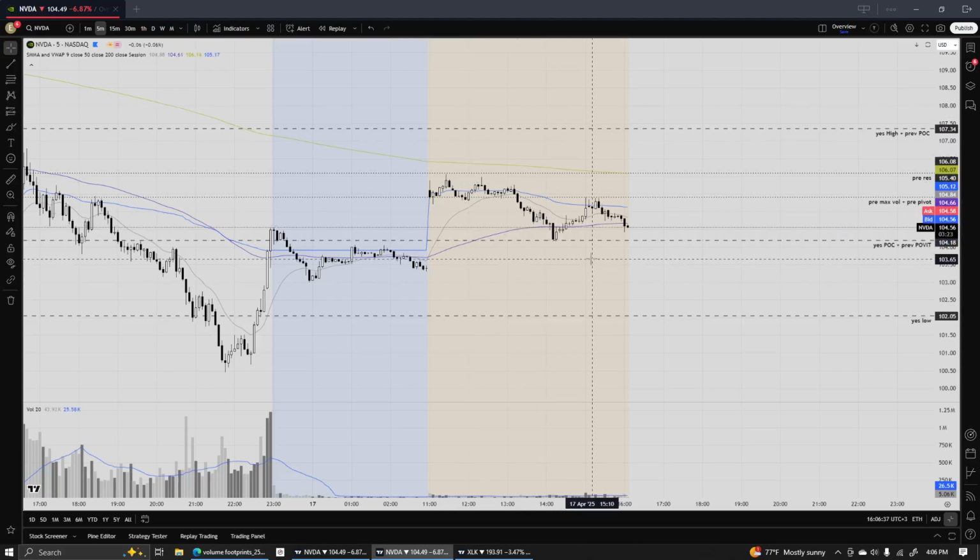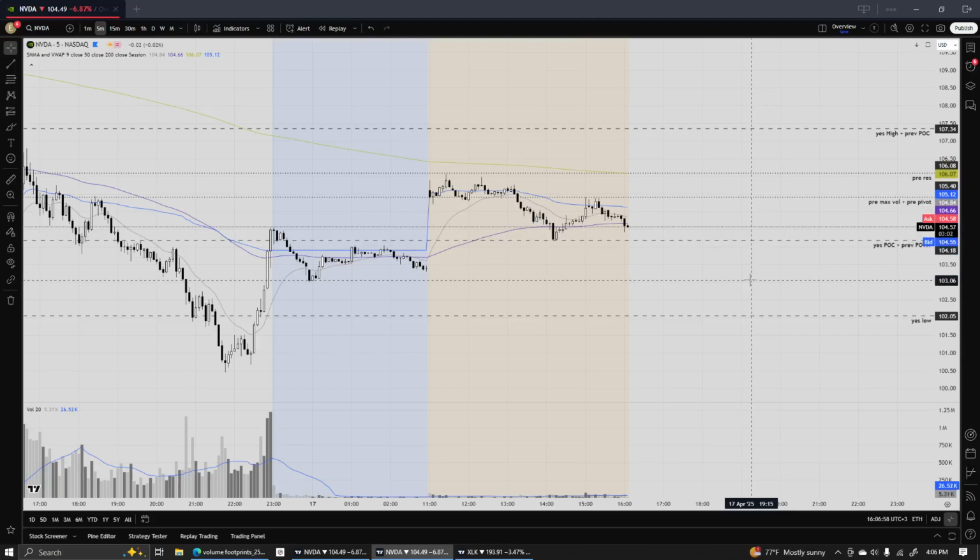Let's just revise real quick. Our important levels are 107, 105.5 basically, 106.08, and 104.21. So 104, 105.5, 106, and 107. These are the important levels that we need to be watching.